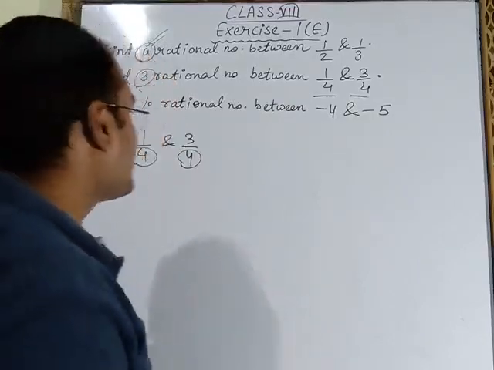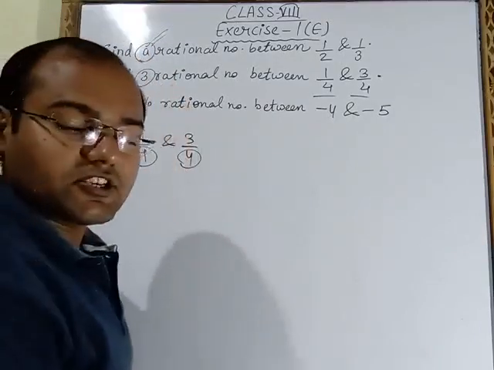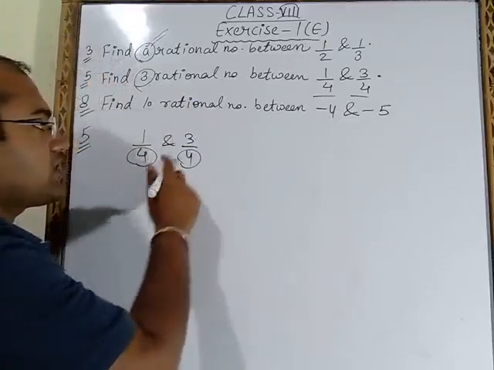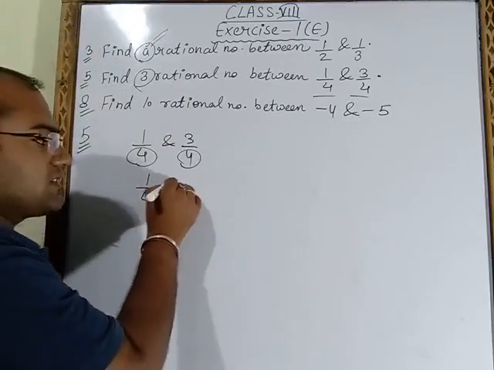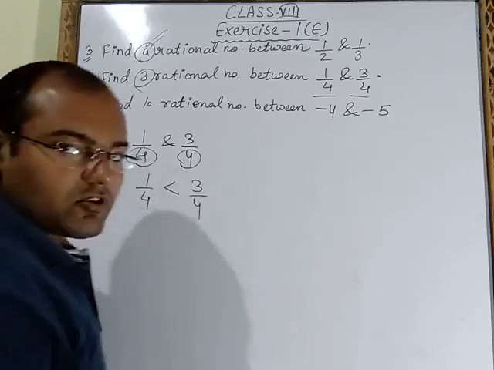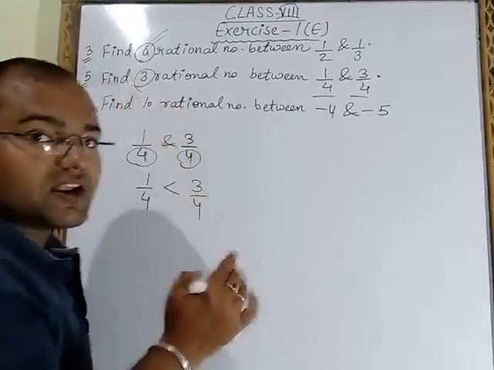So what do you have to do? Between 1 upon 4 and 3 upon 4 you have to write 3 rational numbers. But we will not get 3, we will get only 1. You know that 1 upon 4 is smaller than 3 upon 4. So between 1 upon 4 and 3 upon 4 you will get 2 upon 4. But we will not get 3. We have to write 3 rational numbers.